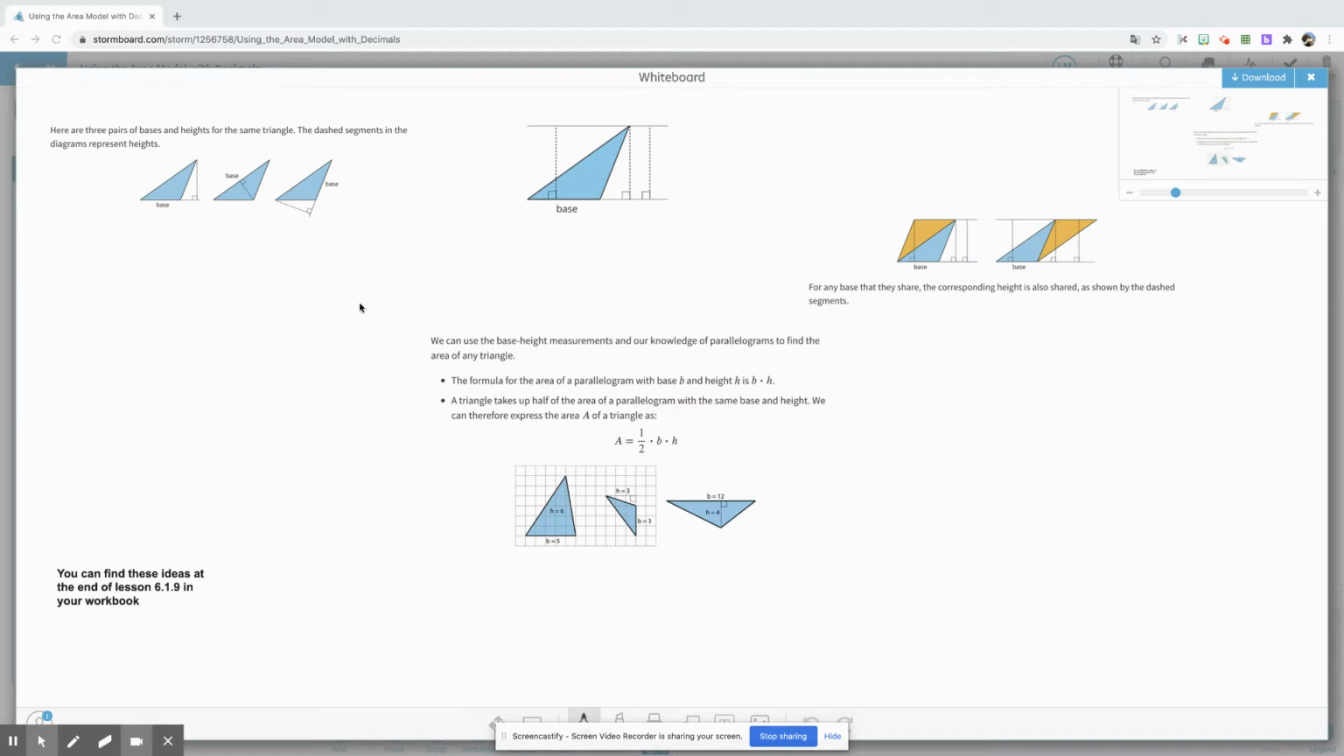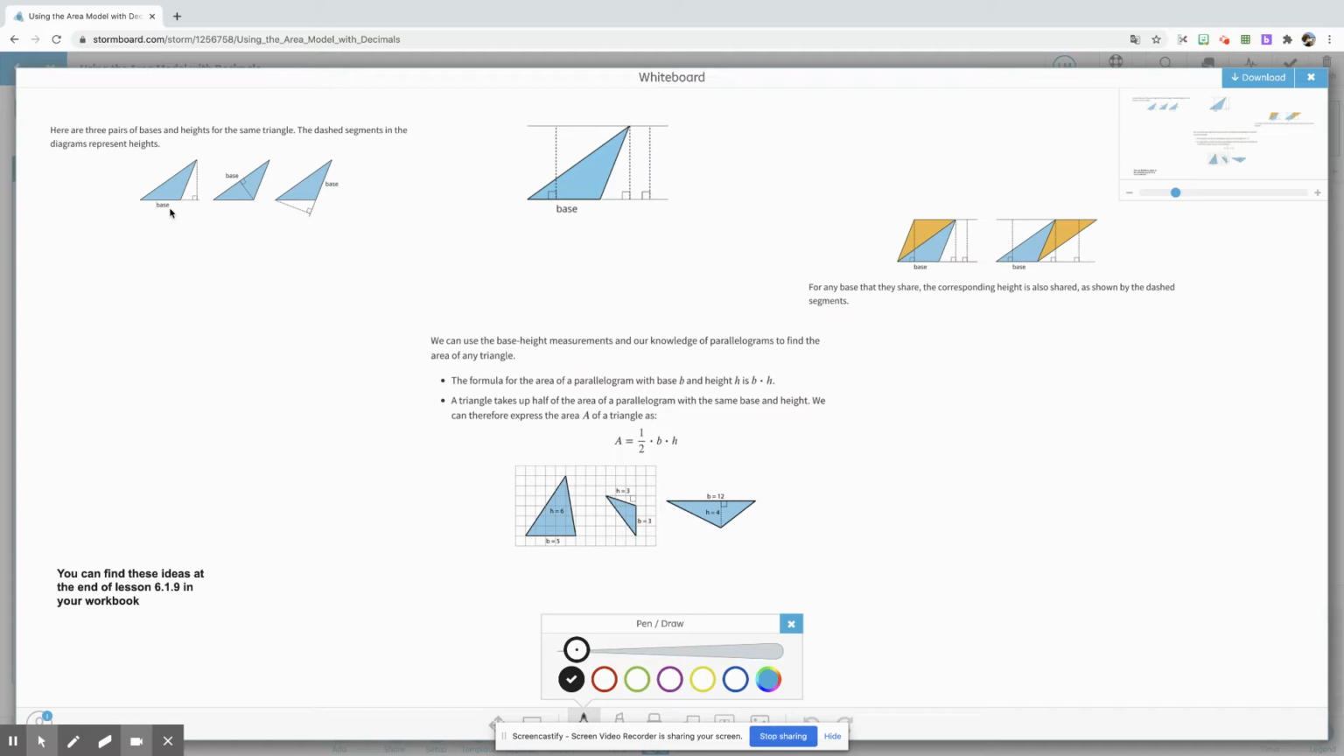In your student workbook, you'll find these pictures, and these are the big ideas. When you have a triangle, you can actually choose any side of the triangle to be the base. You can see this here with this first triangle. This is the same triangle 3 times.